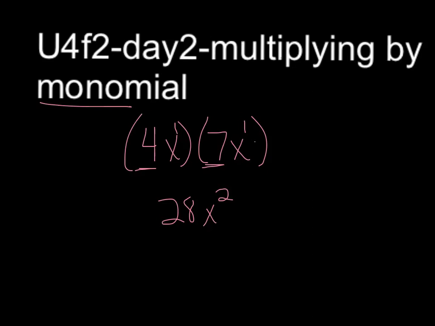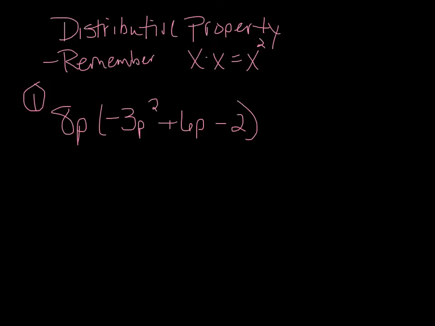Alright, let's get started. So the first one, we have 8p, and that's being multiplied by the trinomial negative 3p squared plus 6p minus 2. So I'm going to distribute. I have 8p times negative 3p squared. So 8 times negative 3 is negative 24. Now remember, you have 1p here, and you're multiplying it by p squared. That's p to the third.